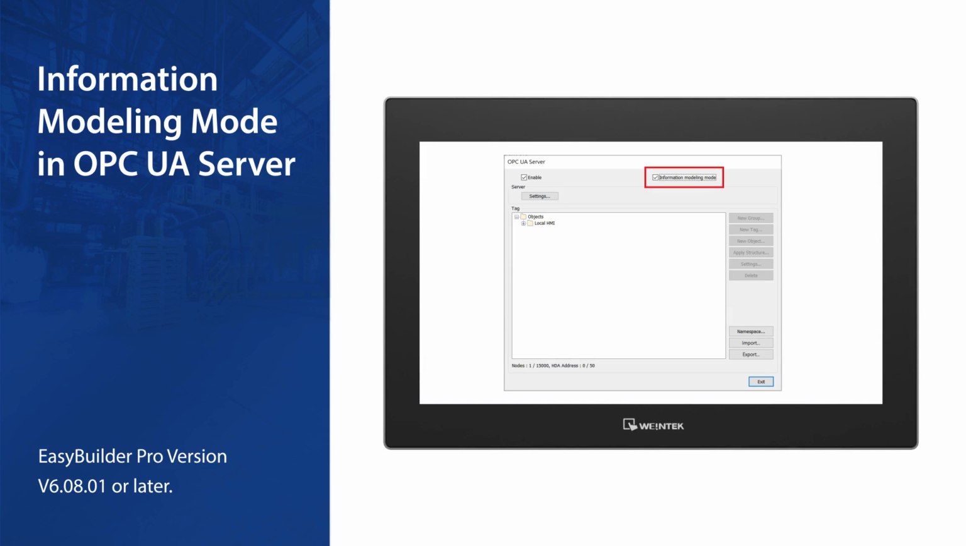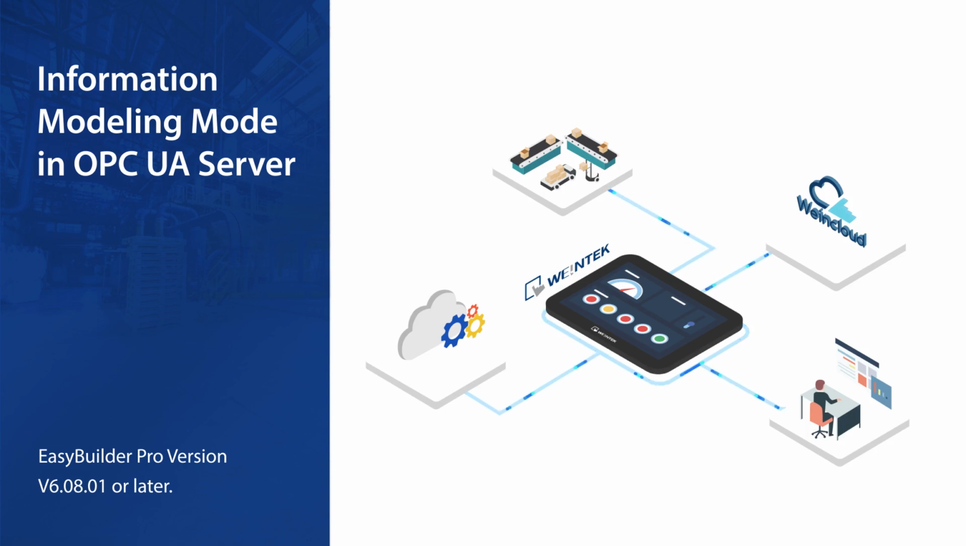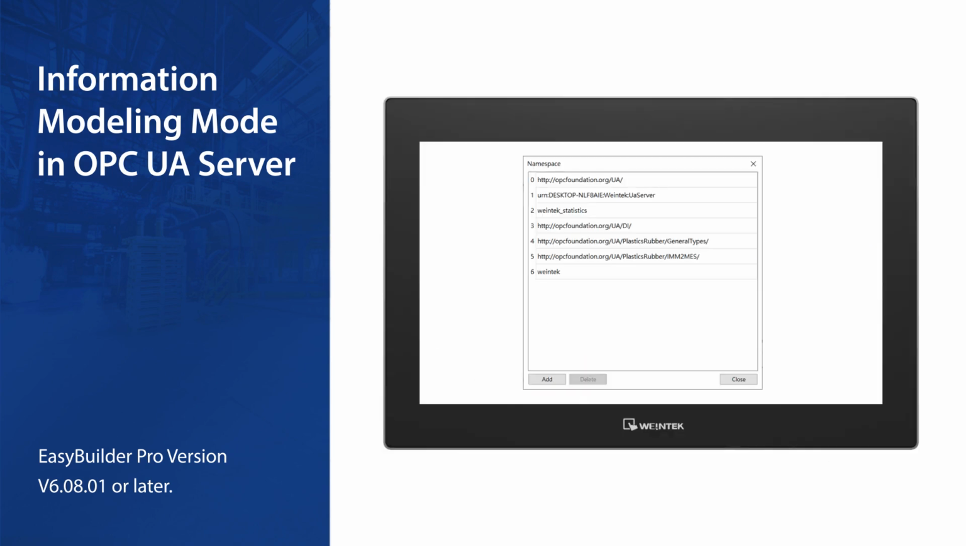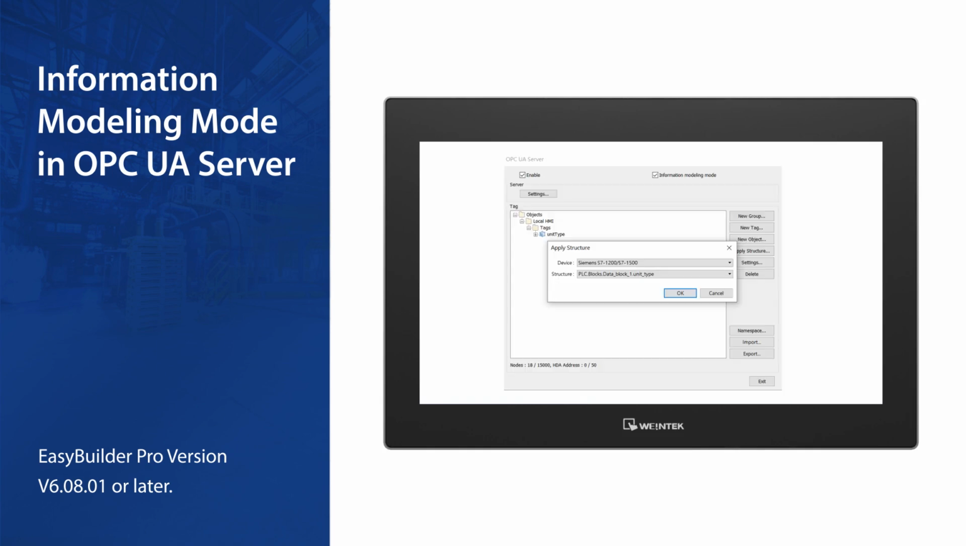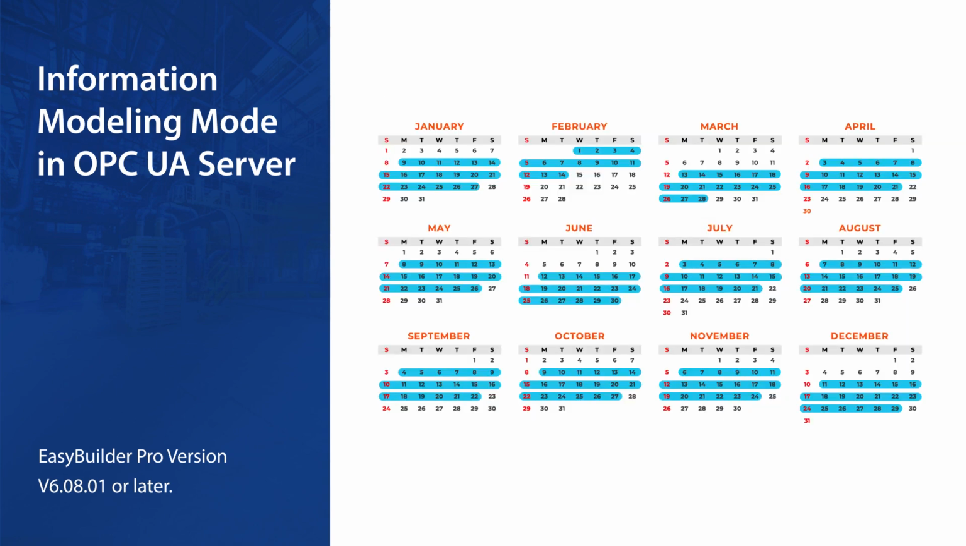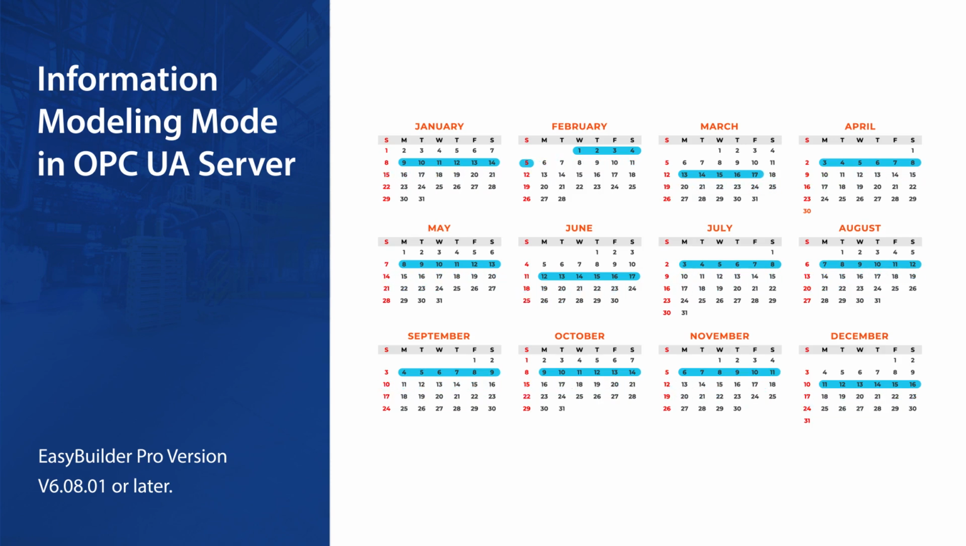Hello. Today let's talk about OPC UA's information modeling mode in EasyBuilder Pro. With this mode made available on CMTX Advanced Series HMI, cross-platform communication configuration and data exchange between different brands of devices become easier. All you need to do is to import the defined node set files and assign the addresses to the objects created. It also allows you to apply the structure from a symbolic PLC. This feature simplifies the node creating process, thus reduces the amount of time spent on project design.